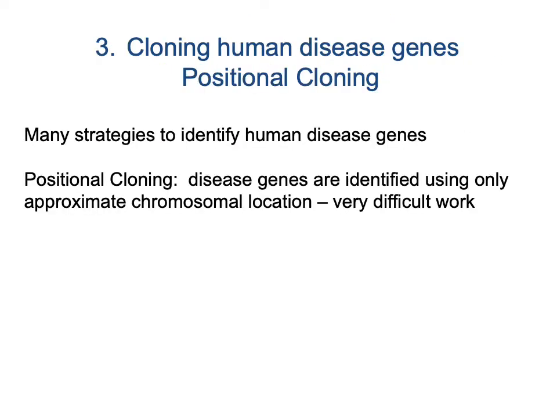Okay, so positional cloning, that's where we want to spend the rest of our time today, talking about what this approach is and how it helps us to clone human disease genes. This is one of several different strategies that can identify human disease genes, and we'll be discussing some of the different strategies in a different lecture. So today we're focused just on positional cloning, and this is where the approximate chromosomal location is used to eventually identify the human disease genes, and as we saw from Dr. Collins' review article, it's very difficult work.